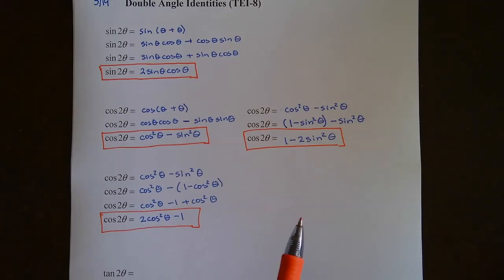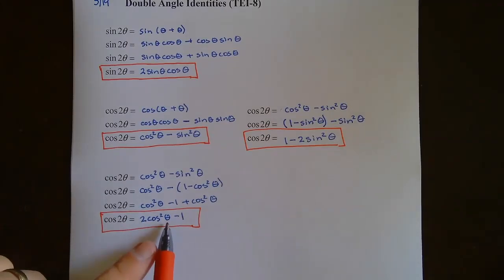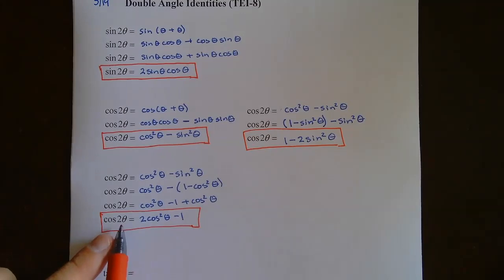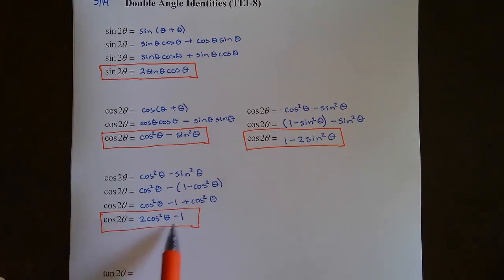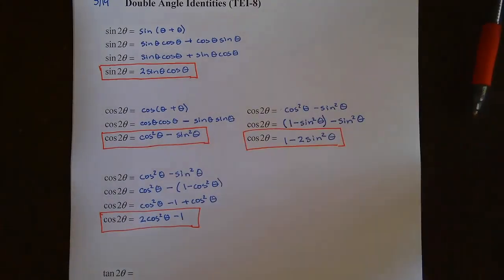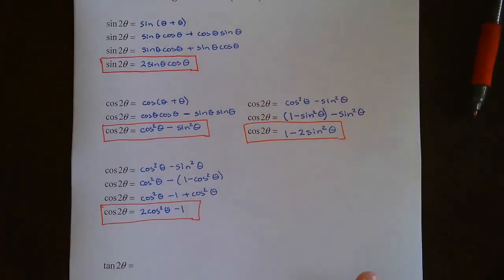Tomorrow is going to be half angle identities, okay? And the half angle identities, if we have theta here and we have 2 theta here, this angle right here is half of that one, right? So if this one's theta, this one would have to be half theta. And that's how we come up with the half angle identities, okay? So that's tomorrow.